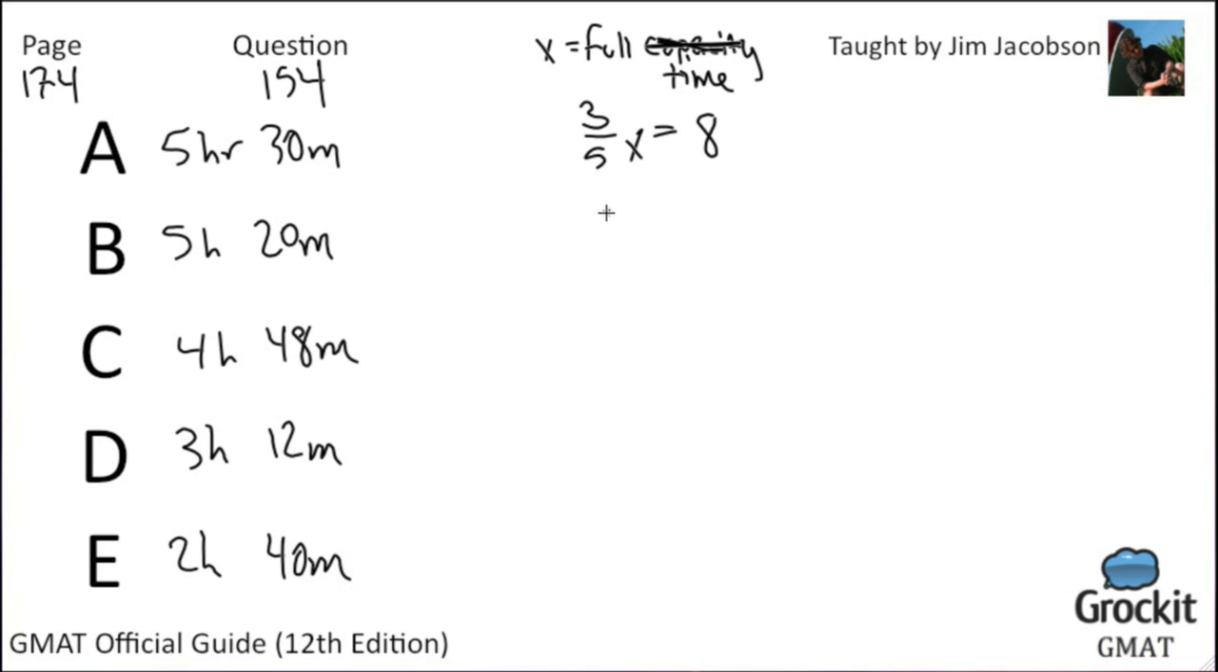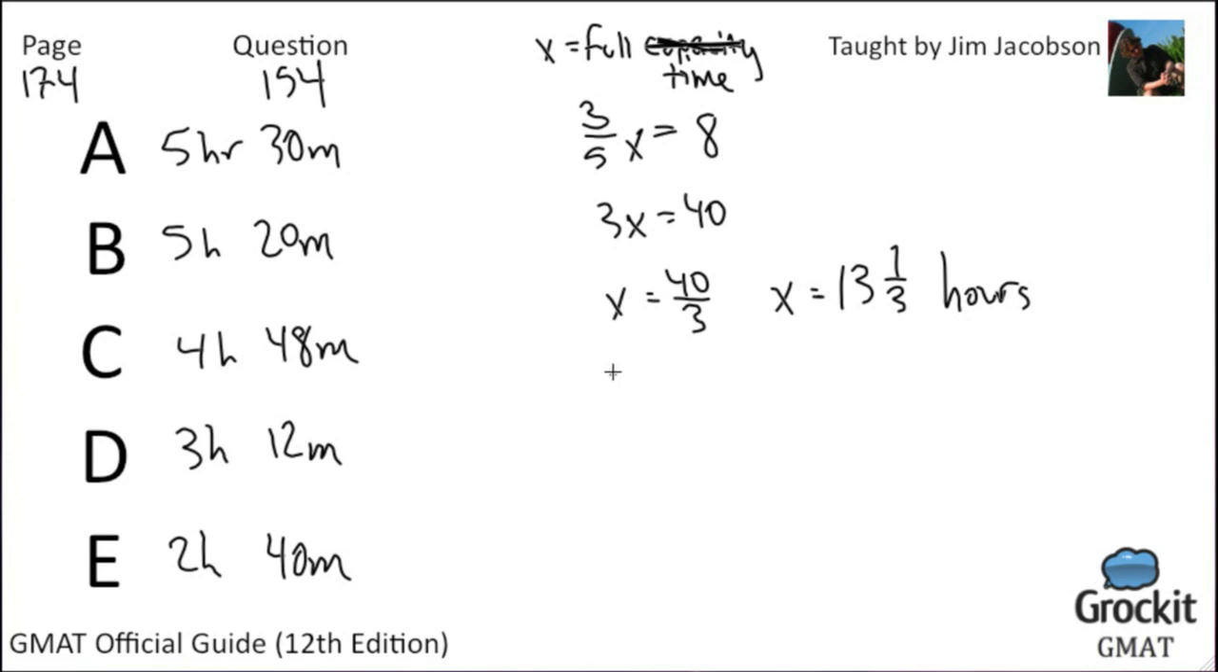So we multiply both sides times 5. 3x equals 40. So x equals 40/3. So that's the full time that it would take to fill the pool. That's the same thing as 13 1/3, and that's total hours. Of course, that's not any of the answer choices because that's not what the question is asking. It's asking how much more time will it take to finish filling the pool. So we need to subtract the time it's taken so far.